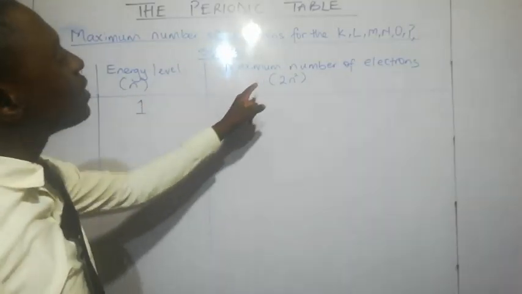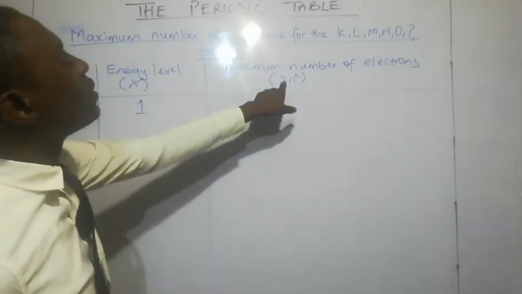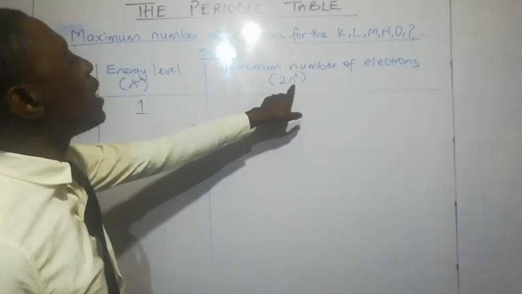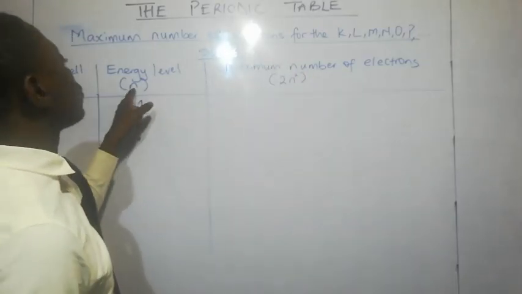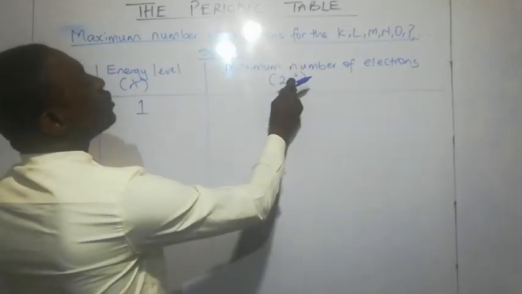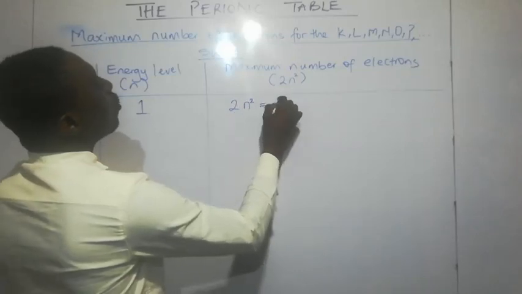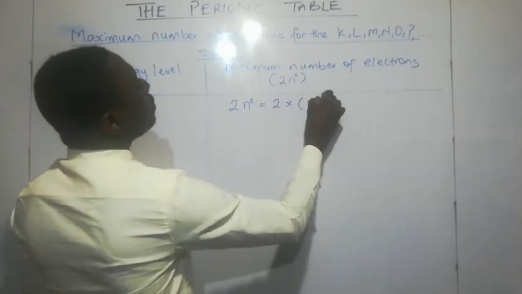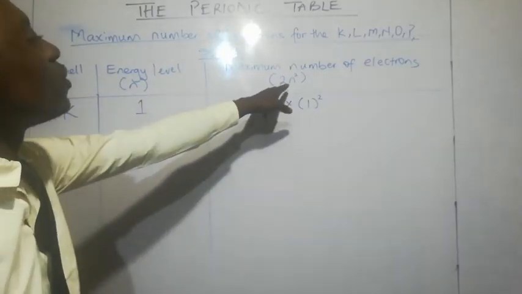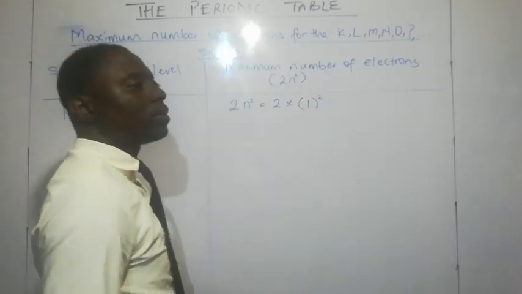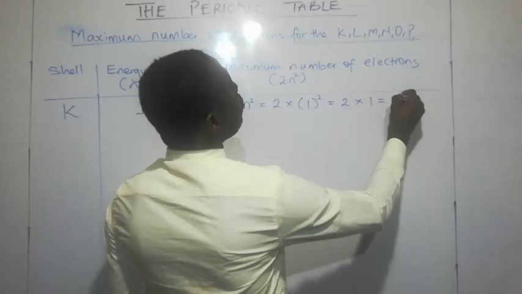Now, what will be the maximum number of electrons that can stay on the K shell? Since n is 1, the formula to use is 2n squared, that is 2 times n raised to the power 2. So, since n is 1, I'm going to substitute 1 into this formula. 2n squared will be equal to 2 times 1 squared. So what is 1 squared? 1 squared is 1, of course. So that will be 2 times 1, and 2 times 1 is 2.